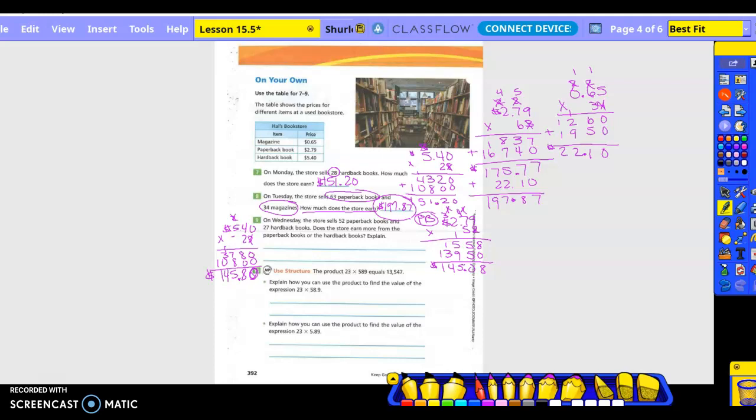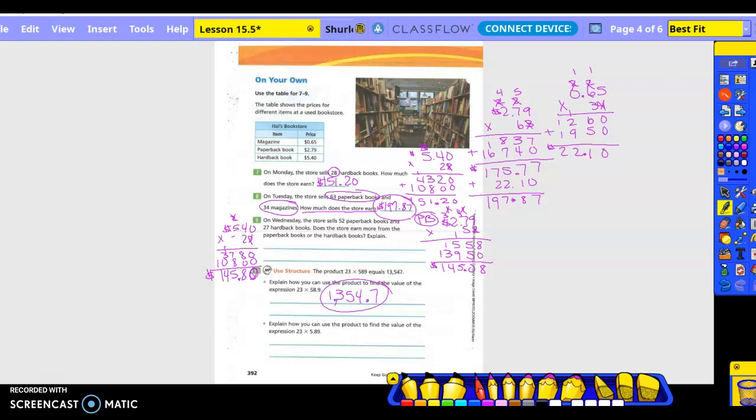Okay. You are given the product of 23 times 589 equals 13,547. Explain how you can use the product to find the value of the expression 23 times 58 and 9/10. So basically, this one has all the same digits except for it has what? A decimal place. So the answer to this one would be what? You'd write the 1, 3, 5, 4, and then there should be a decimal, right? To add it in.